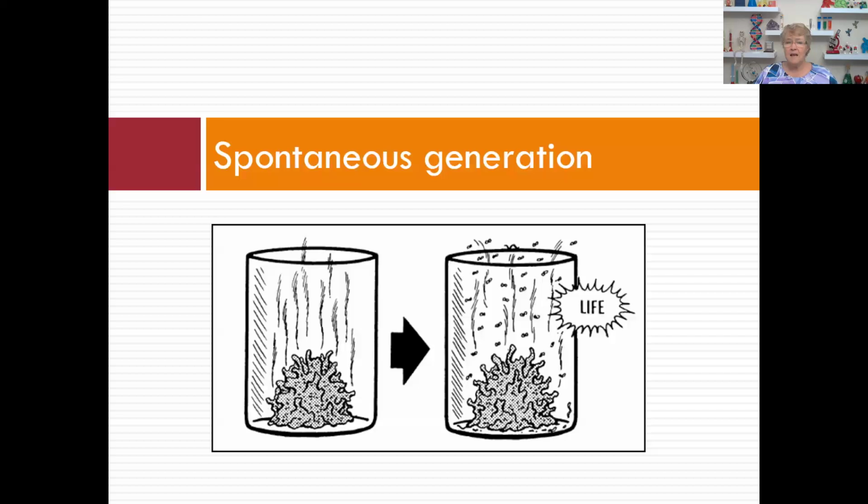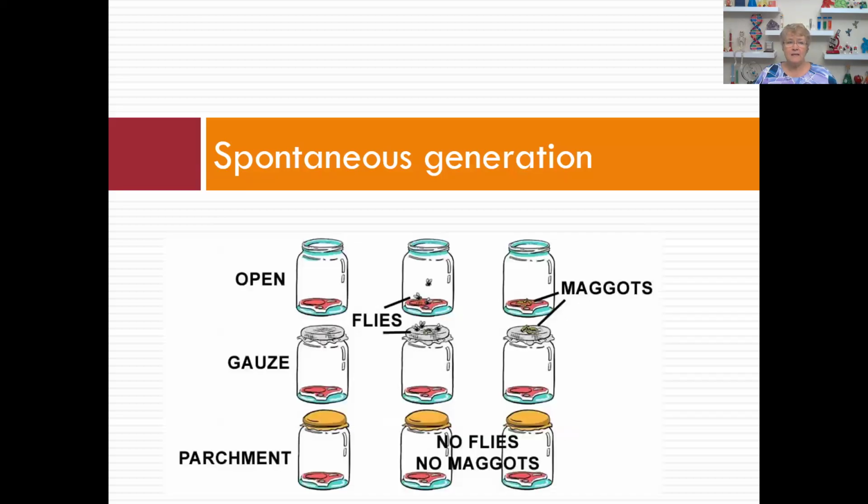But then this scientist named Francesco Redi came along. He didn't think it was true, so he did this experiment. So his observation was that little living things appeared on dead matter. So his question was, could the flies have gotten to the meat and laid eggs on the meat? What do you think his hypothesis was? Let's put his hypothesis in if-then format. If I do something, then something will happen. What did he do? What's the if part of that?